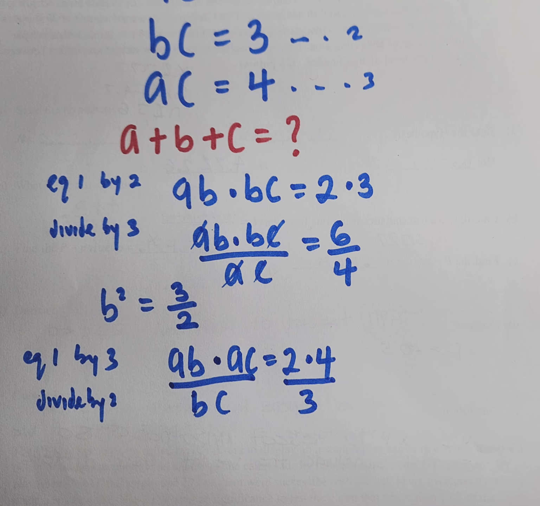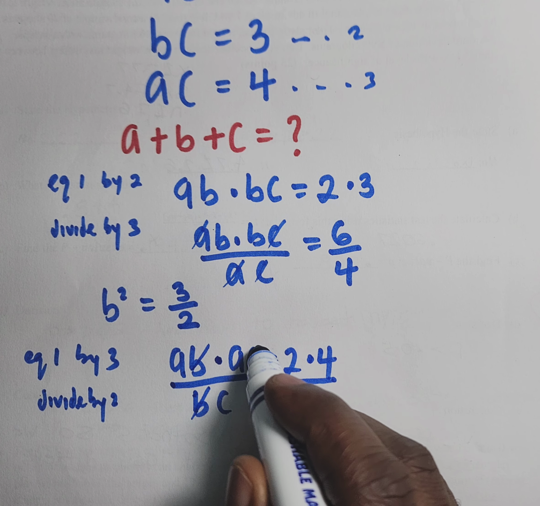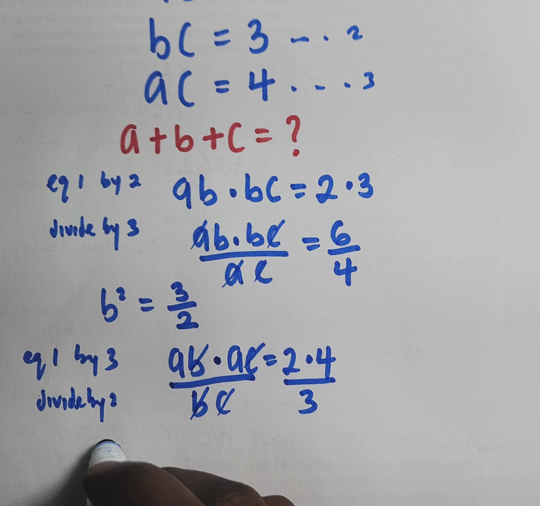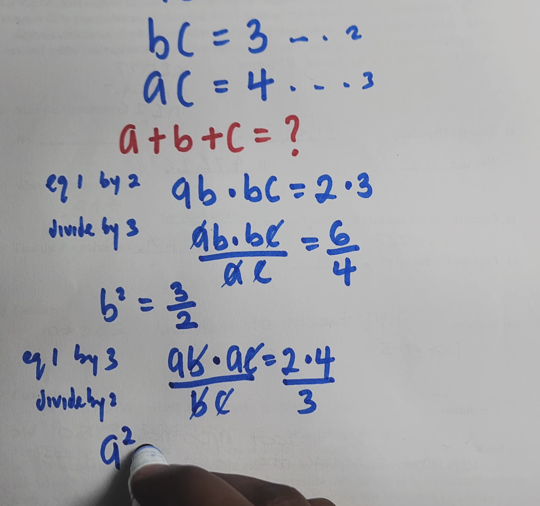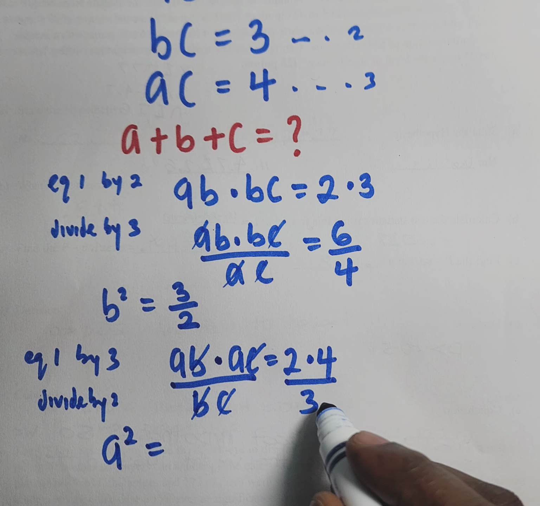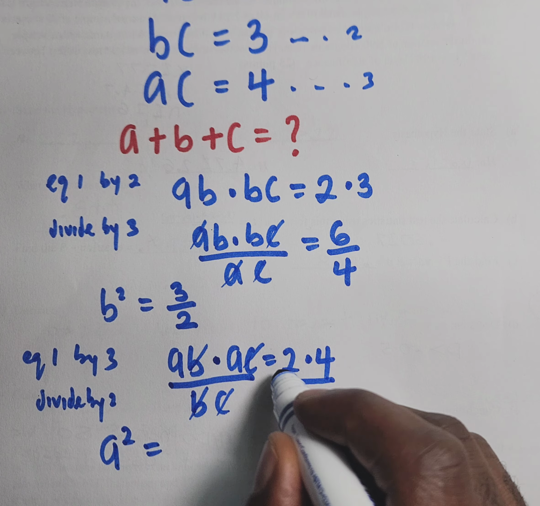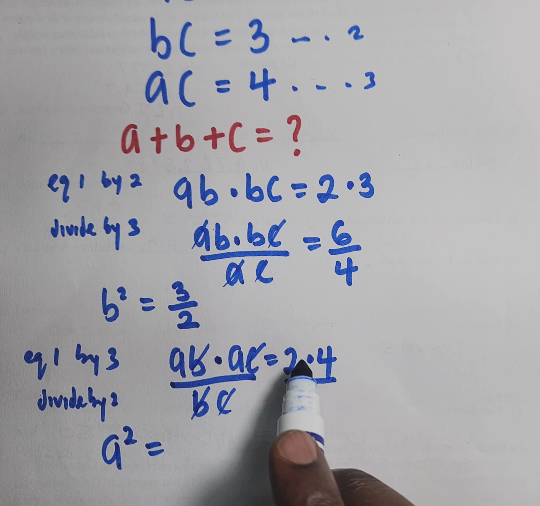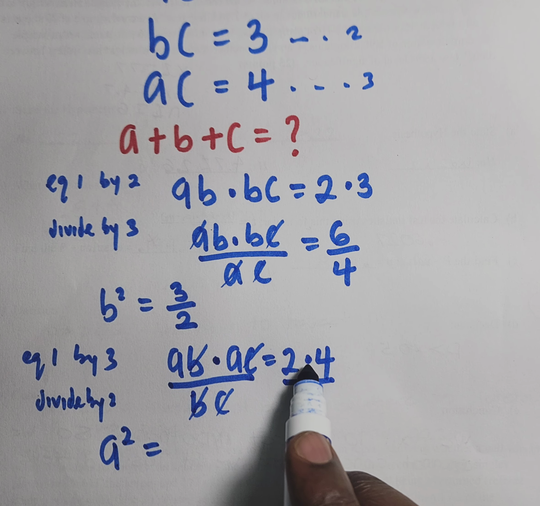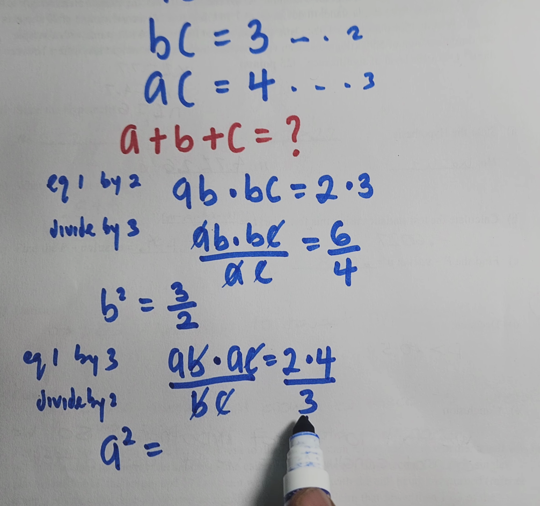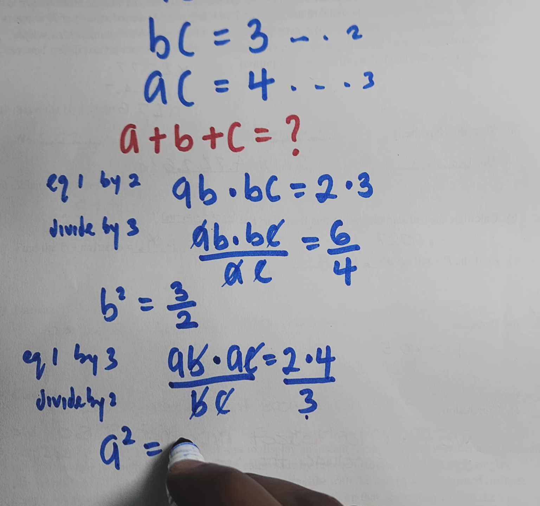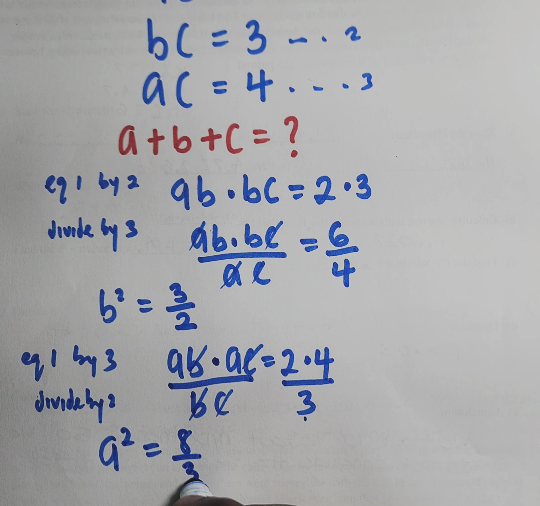So from here, I'm going to have b cancelling out b, c cancelling out c. And here I have my a squared to be equals to, here I have equation 1 multiplying equation 3, which is 2 times 4, divided by 3. Here we're going to have 8 over 3.